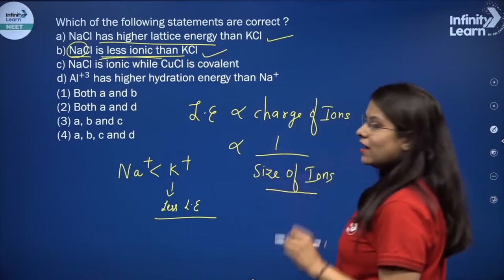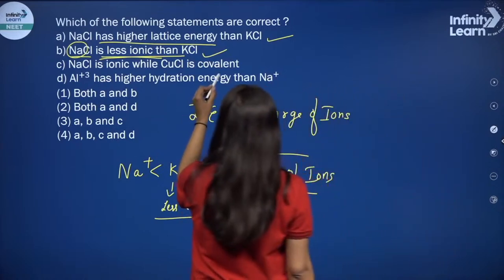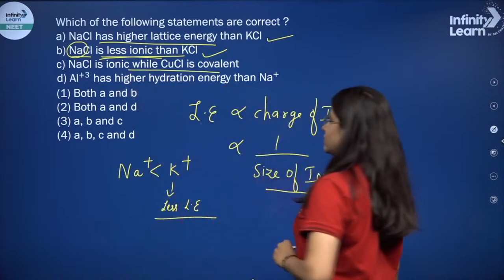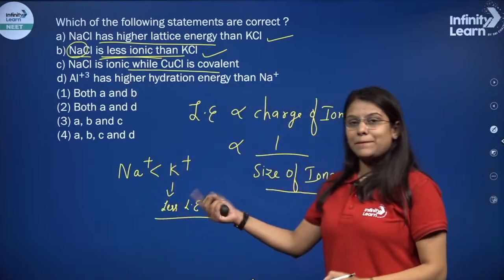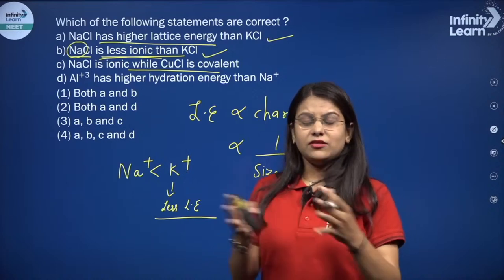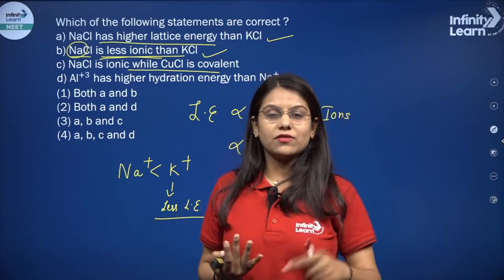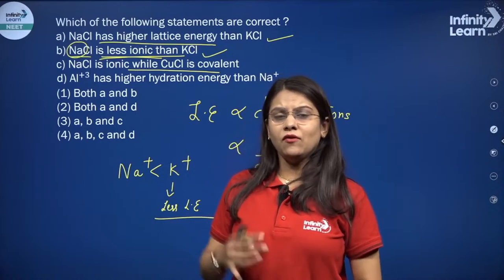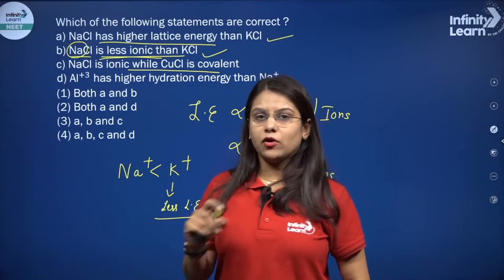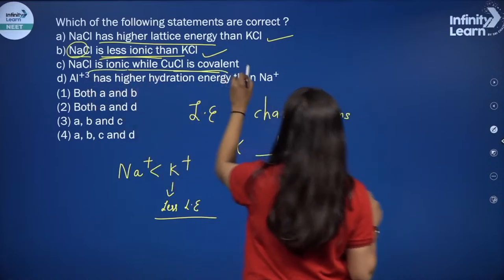ये कहां से पता चला? फाजांस रूल. नेक्स्ट, NaCl इज आयनिक वाइल CuCl इज कोवलेंट. सो दिस इज ऑल्सो करेक्ट. व्हेन वी आर कंपेयरिंग द एस ब्लॉक एलिमेंट्स एंड डी ब्लॉक एलिमेंट्स विथ रिस्पेक्ट टू देयर पोलराइजिंग पावर, सो कौन जीत जाता है? पोलराइजिंग पावर इज मोर इन दैट केस ऑफ D block element. So that is why CuCl is covalent and this is ionic. So ये भी सही है.